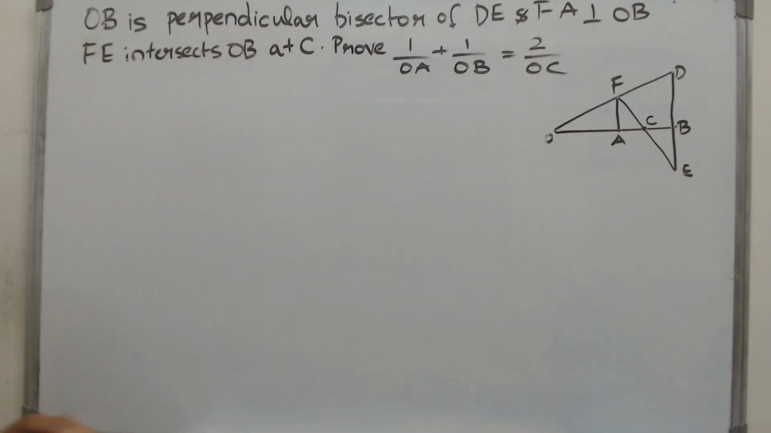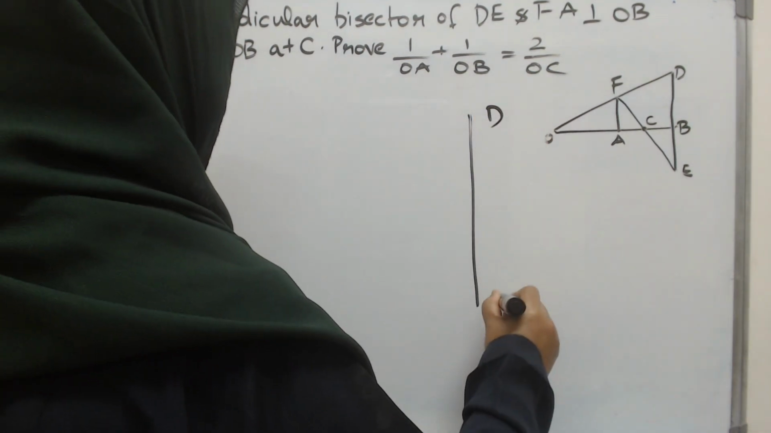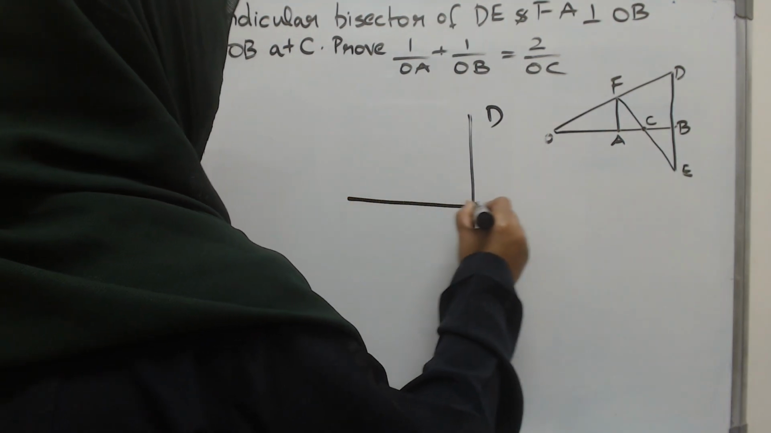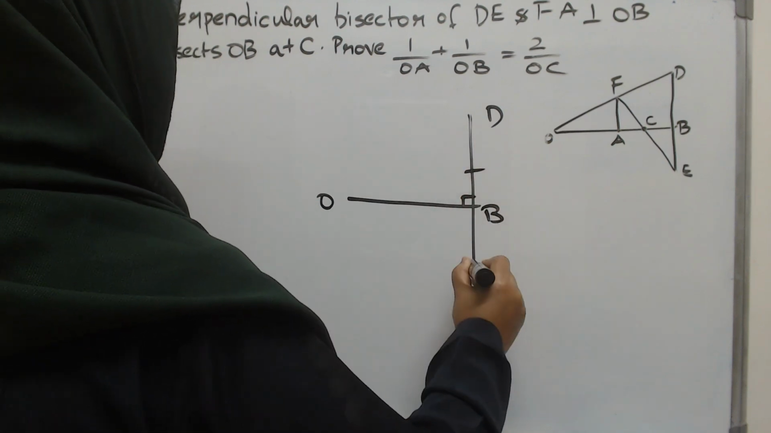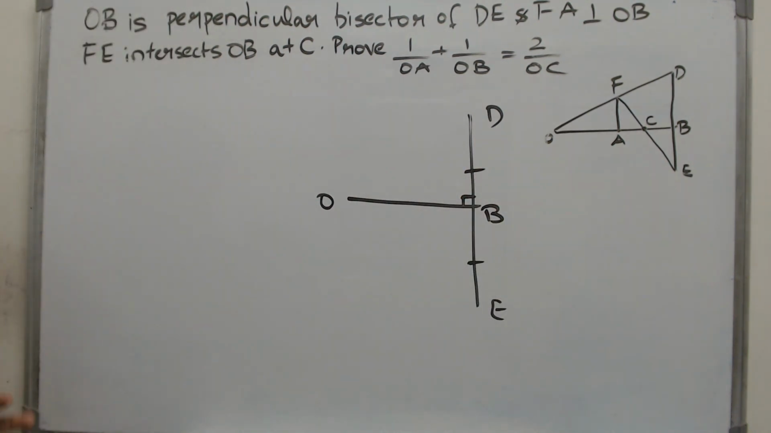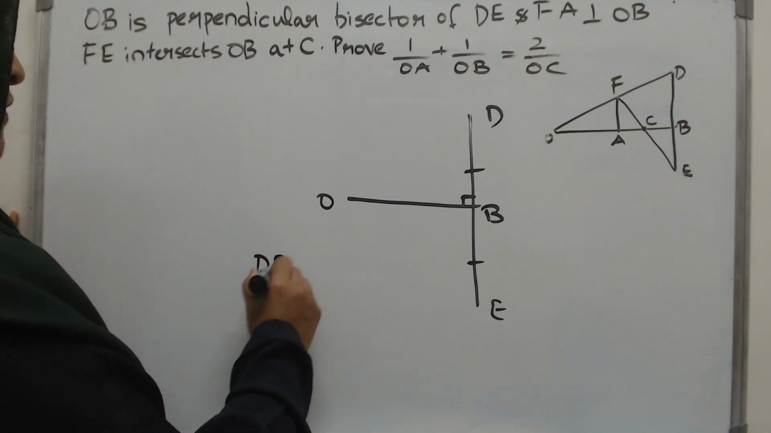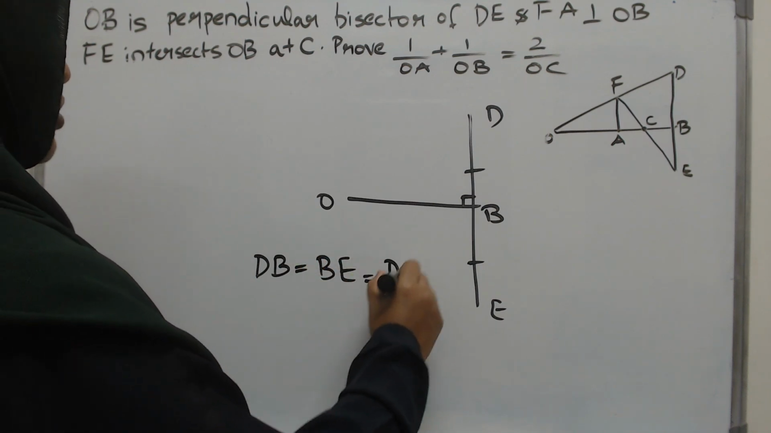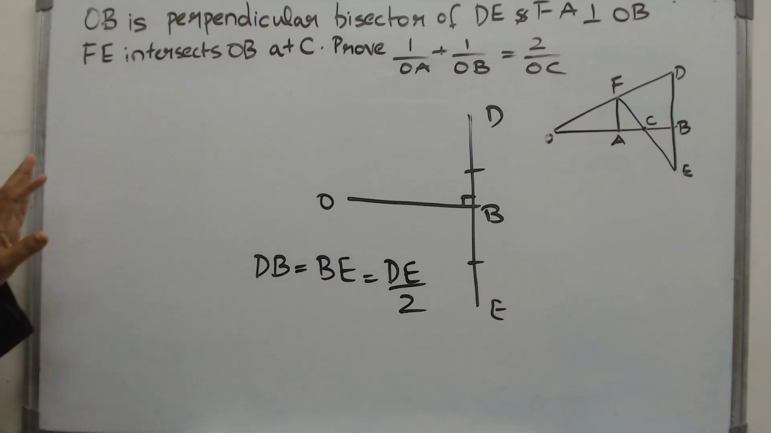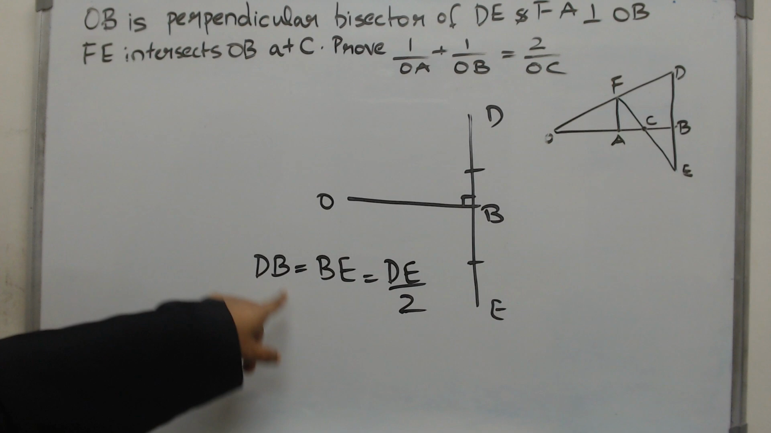Now let us start constructing the figure from scratch. What do you have? First, a line segment DE, then another line segment OB, which is perpendicular and bisects DE. So whether you need the result or not, you have to remember one thing, which is DB is equal to BE, and that is equal to half of DE. So whether you use this result or not, remember that such a thing exists.